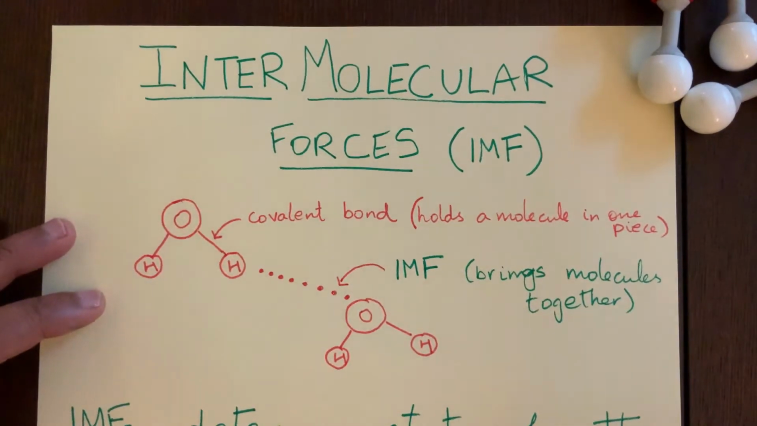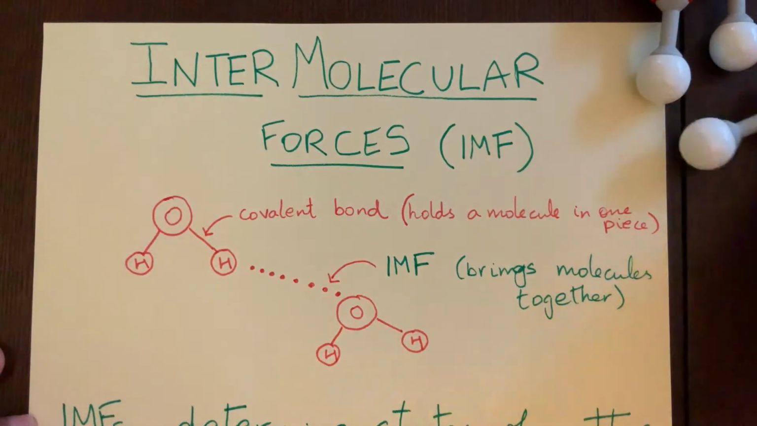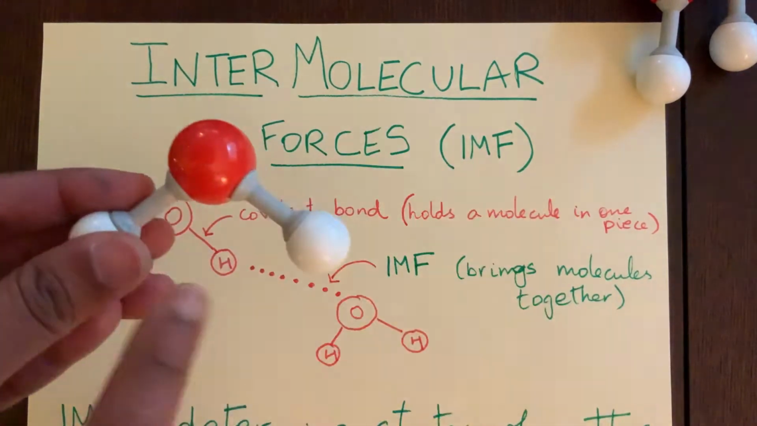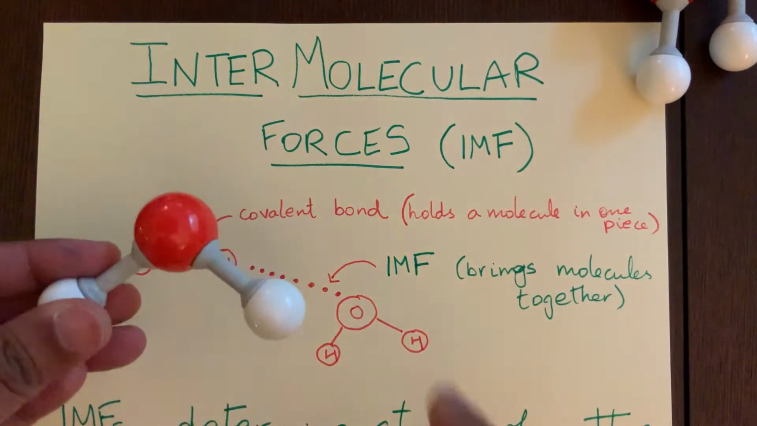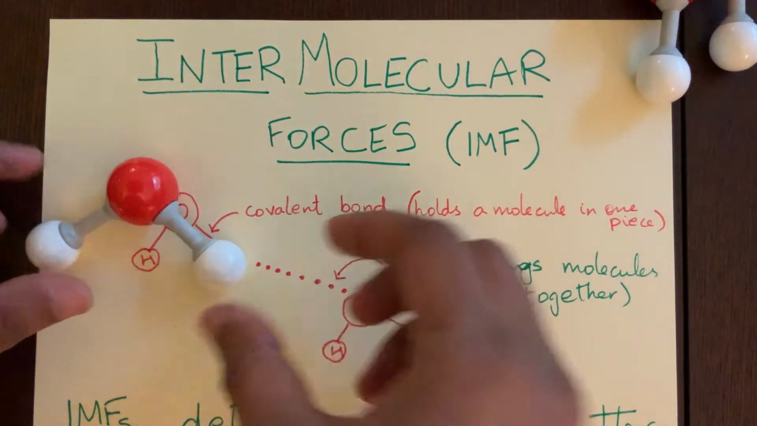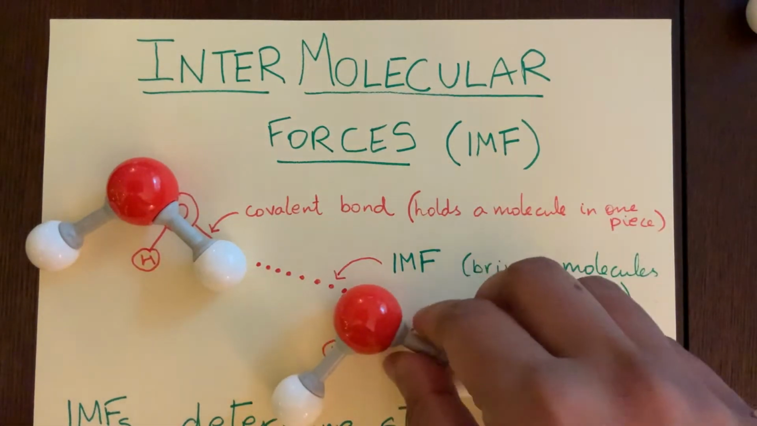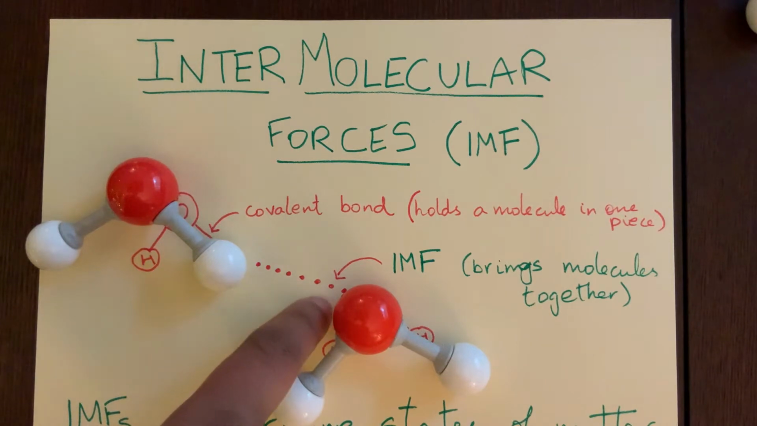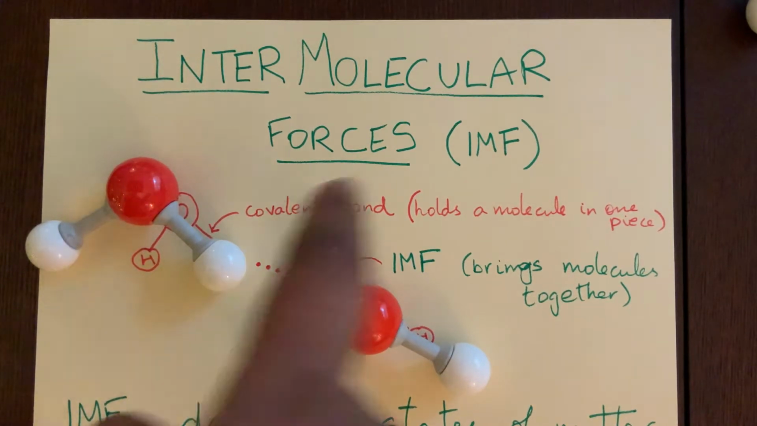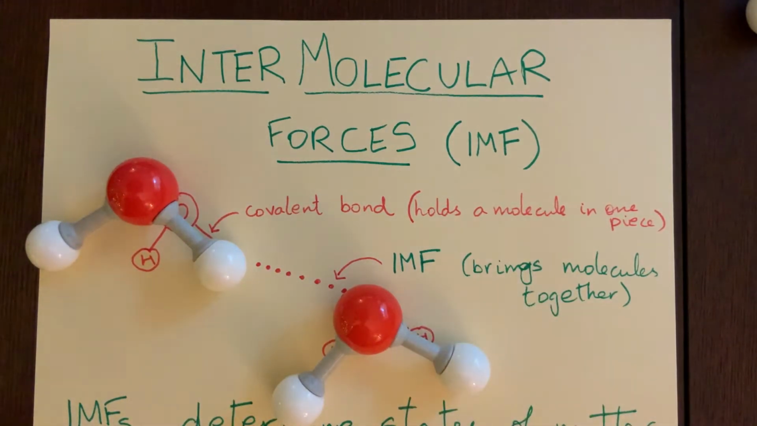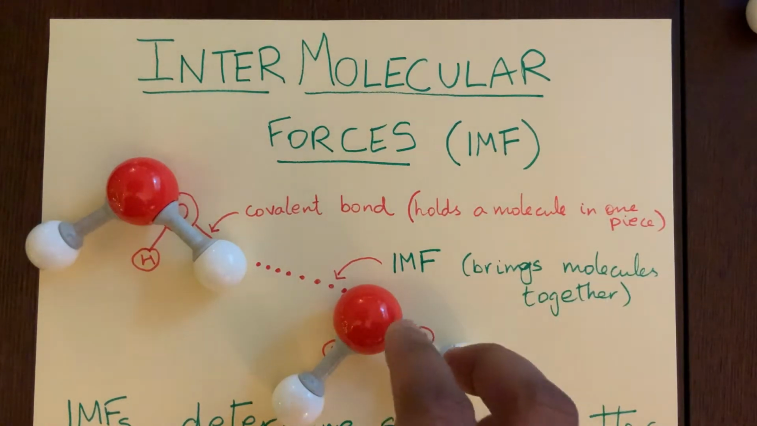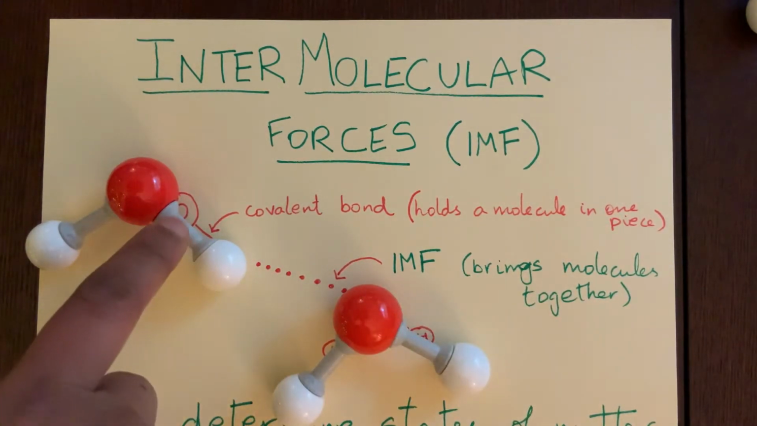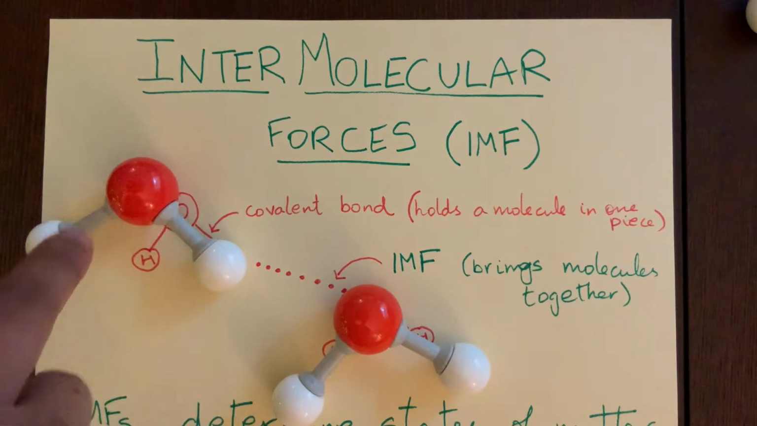What you've learned so far is that molecules are held together by covalent bonds, such as these, but it is possible to have multiple molecules be held together by something else that binds them, and the something else that binds them, we call those intermolecular forces. So IMFs bring molecules together while the individual covalent bonds keep the molecule together.